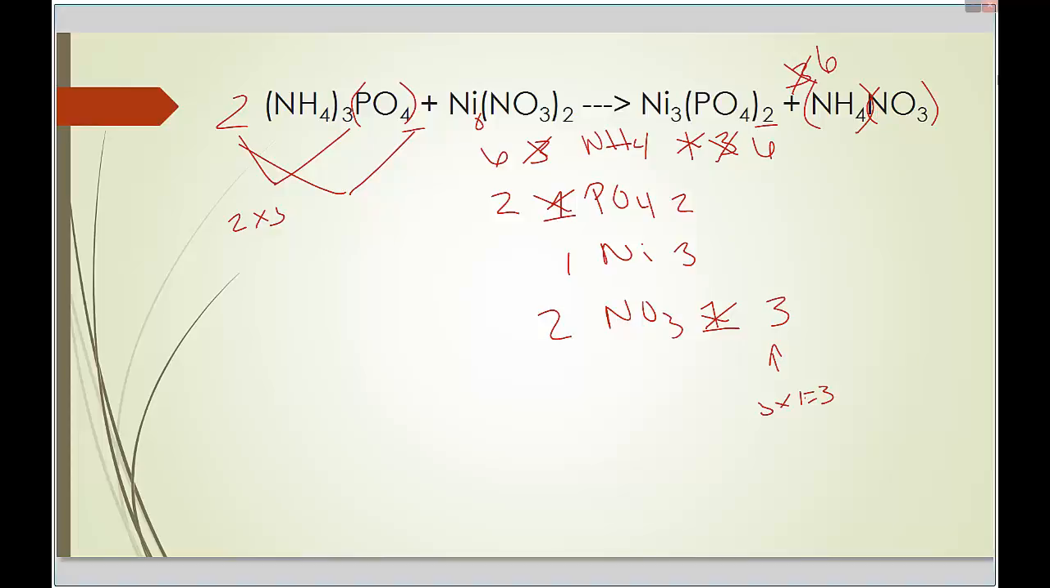This then changes my nitrates to 6 as well, because 6 times 1, because there's a 1 out here, is 6. Now we'll go to nickels. We have 3 on the right. We only have 1 on the left. So I'm going to multiply that by 3. This changes my number of nitrates. 3 times 2 is 6. Notice once again the nitrates fall into place. So our coefficients here are 2, 3, 1, and 6.